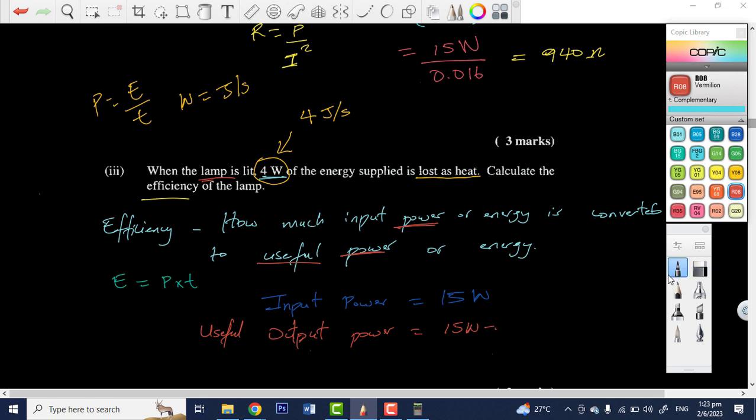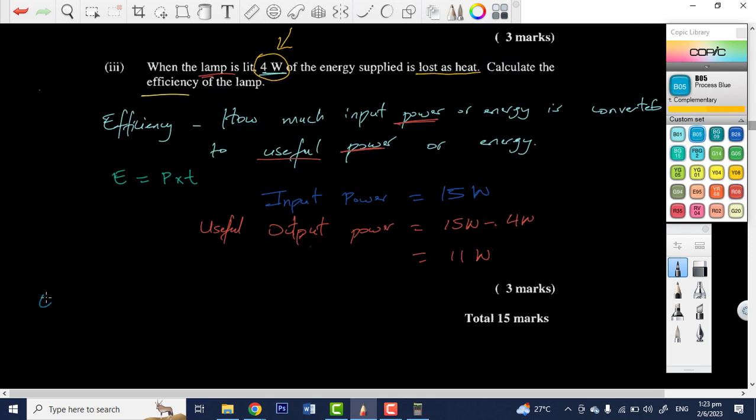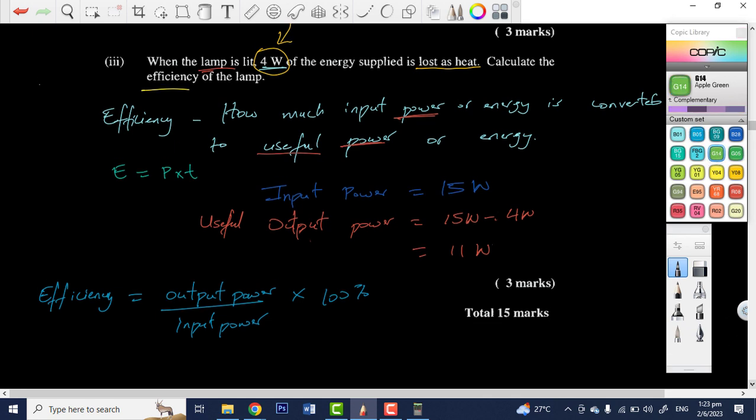11, right? So we just say the 15 watts which we supply, minus how much is lost. Sorry, this is 15, this is not 5. This is 4 right here. So 4 watts, then now we get 11 watts. So now to calculate the efficiency, we use a formula. Efficiency is always expressed as a percentage. Efficiency as a percentage is equal to the output power, or you could use energy, but in this case let's use power, output power over the input power multiplied by 100%.